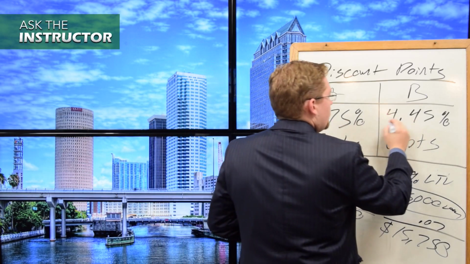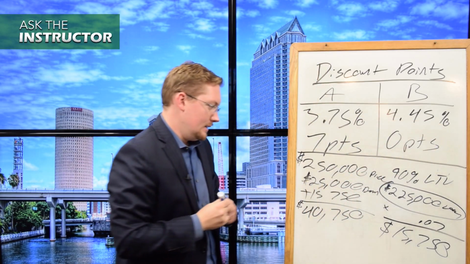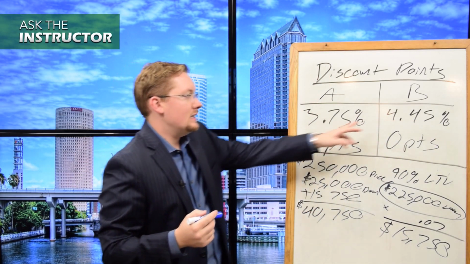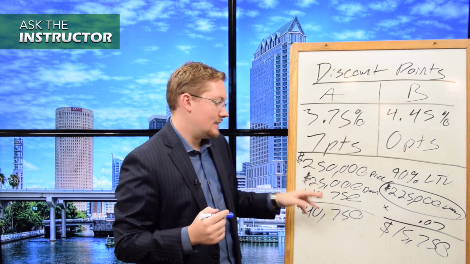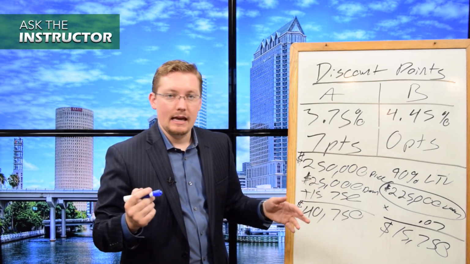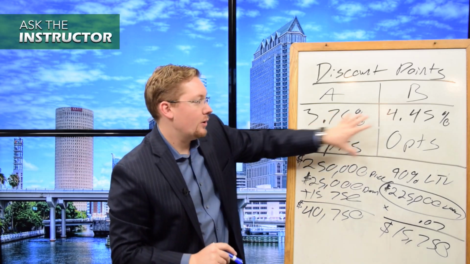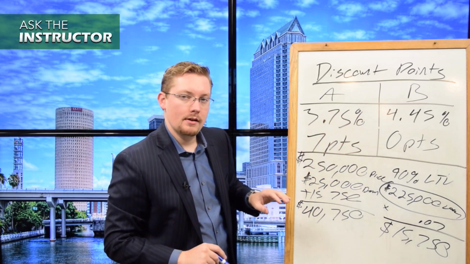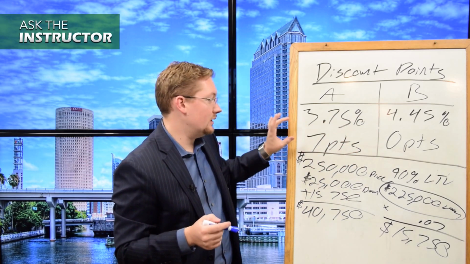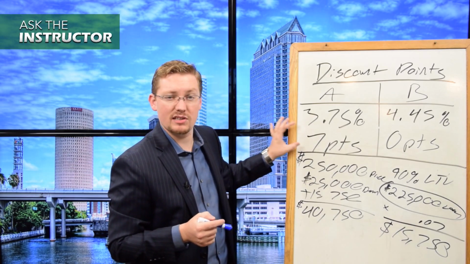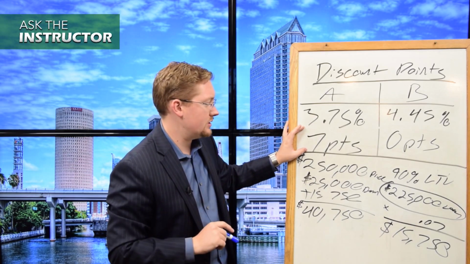So with this option over here, 4.45%, now the question is, which one of these is going to be better? Let's say we can't afford this, and ultimately, if this is an even exchange between the two of these, if these are equivalent, what we need to do to find if they're equivalent is turn this into an APR, turn the 7 points into an APR, which we're going to do in just a second.